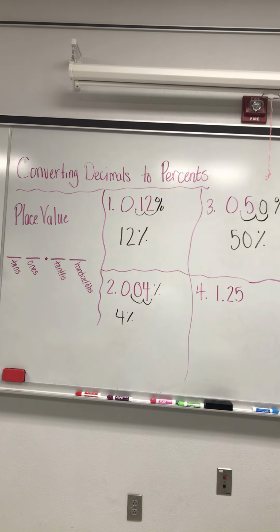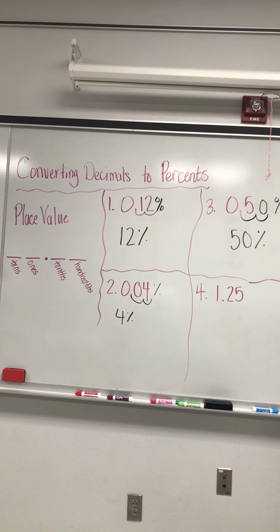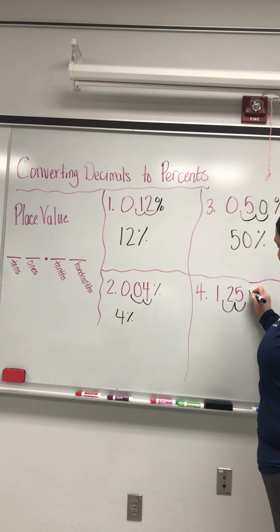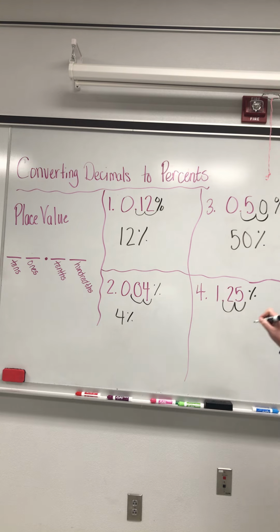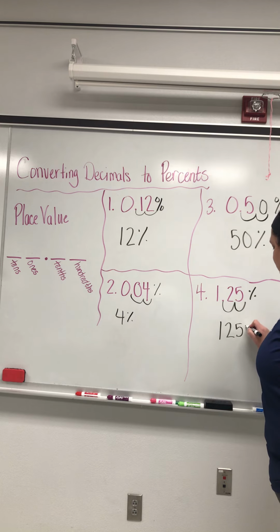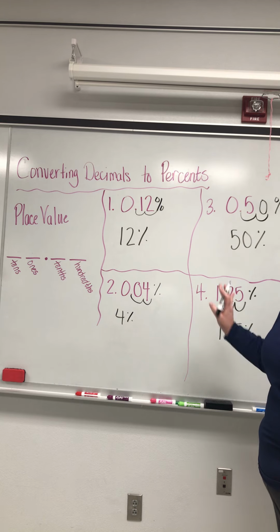There we go. And finally, 1.25. Stop the insanity. A number in the ones. What are we going to do now? Never fear again. Start at our decimal. 1, 2. So the 1.25 would be converted to 125%, which is the amount of percent that you had fun doing this.